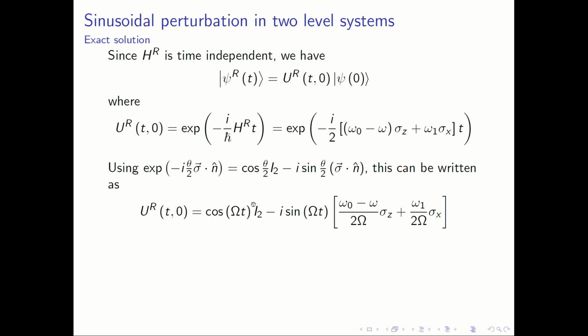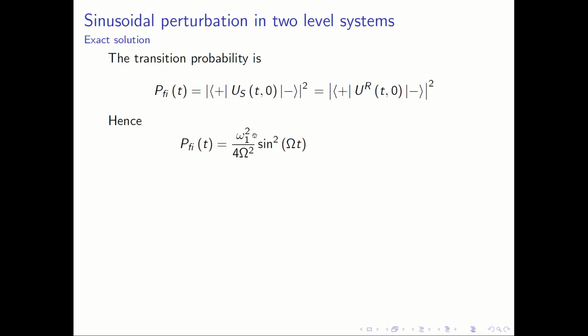Notice that this term is diagonal. Of course, it's just the identity. Sigma z is also diagonal. So both of these two terms are free of a plus minus matrix element. The plus minus matrix element actually only comes from this: omega 1 by 2 divided by capital omega times minus i sine capital omega t. So that is the thing whose mod square will give you P_FI, the transition probability.